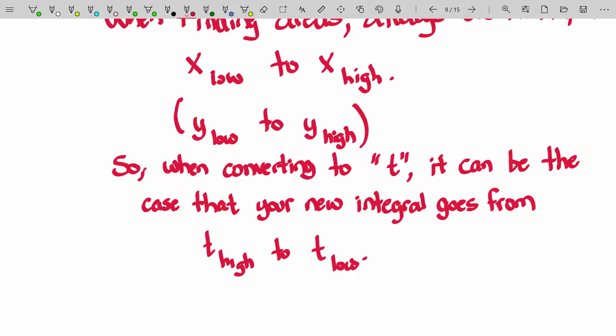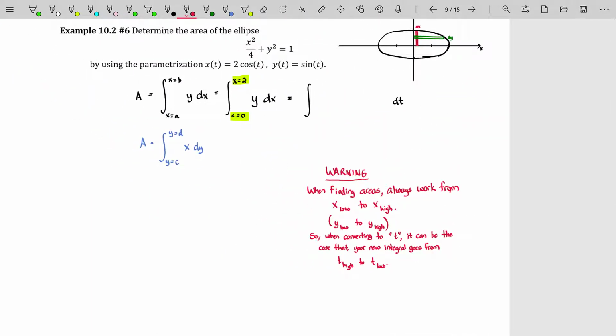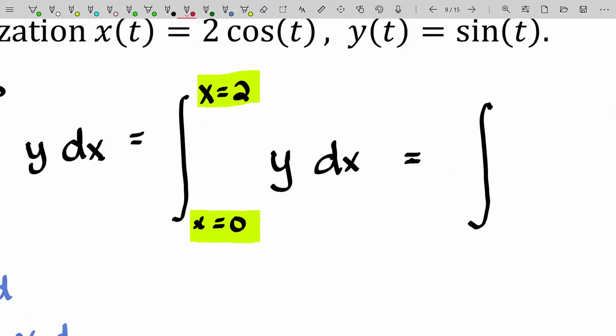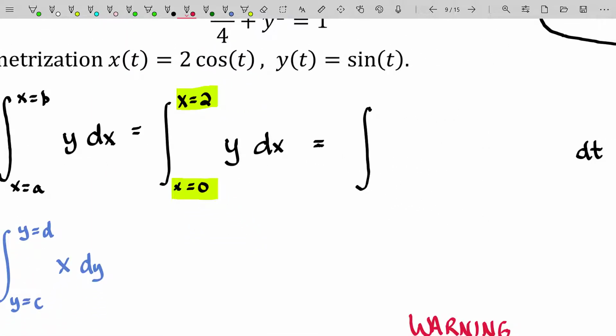What's important is that on the Cartesian coordinate system, if you're integrating with respect to x, you're going from left x value to right x value, or from lower y value to higher y value. That's critically important. So if you see right here, we are going from x left and ending up at x right. Let's go ahead and find out what time values are associated with x equals 0 and x equals 2.